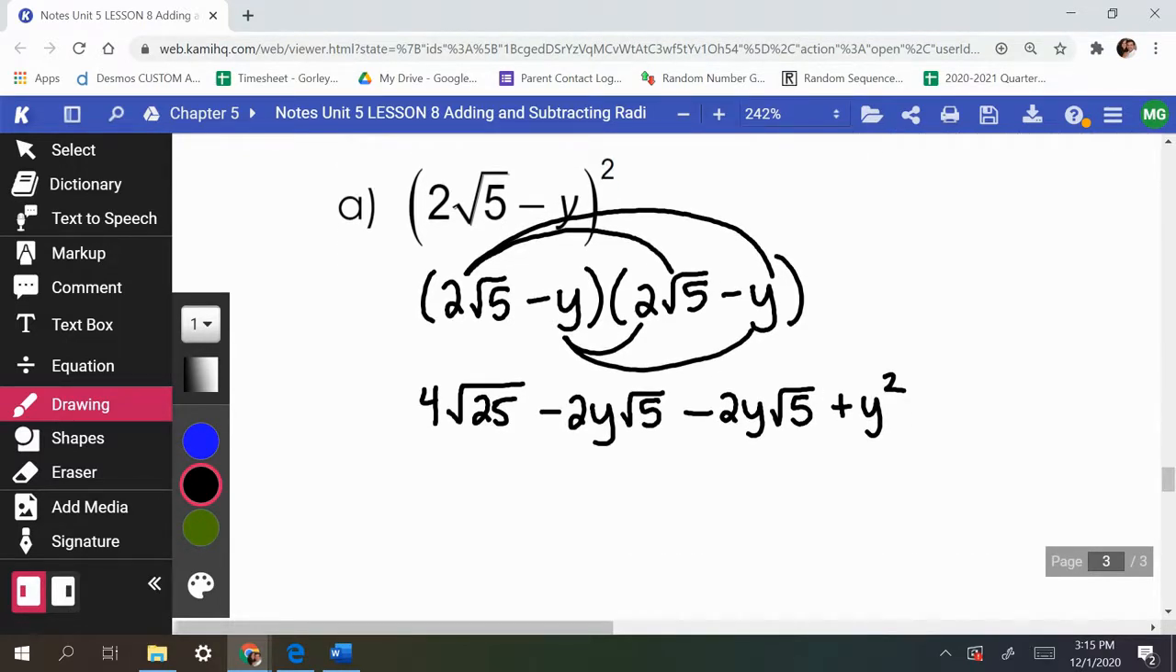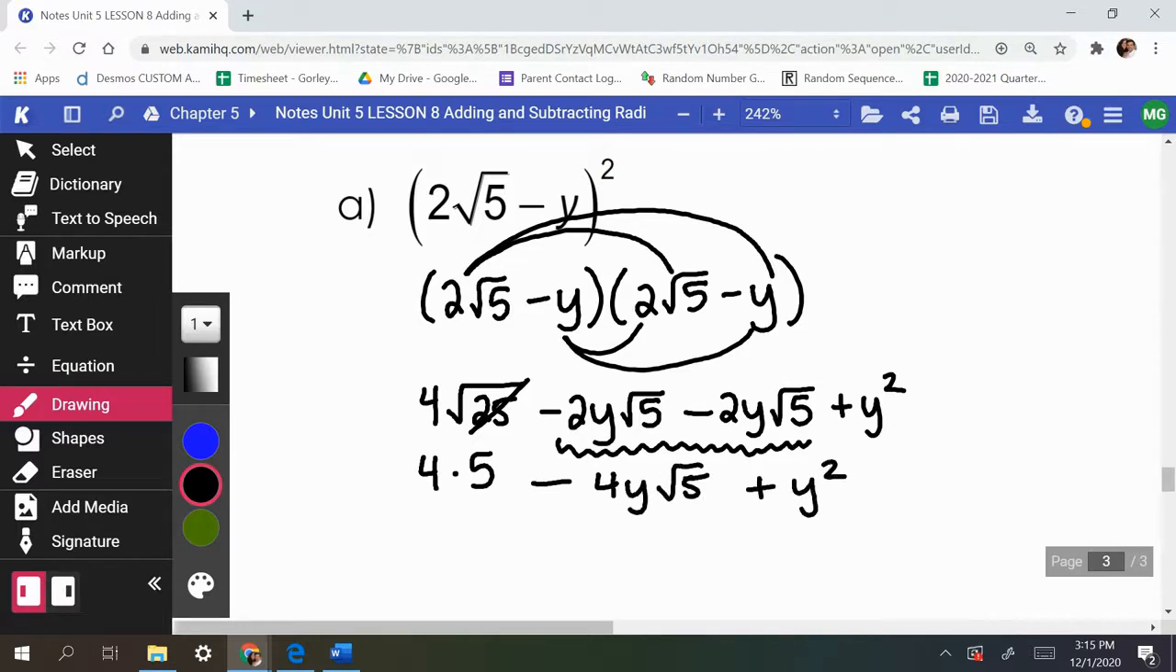Okay, let's reduce. The square root of 25 is just going to be 5. So I'll have 4 times 5. Here we have like terms because see how they're both square roots of 5? If I have negative 2y square root 5 minus another negative 2y square root 5, how many square roots of 5 will we have? We'll have negative 4y square roots of 5. And then we have plus y squared. Okay, so ultimately we'll get 20 minus 4y square root 5 plus y squared.